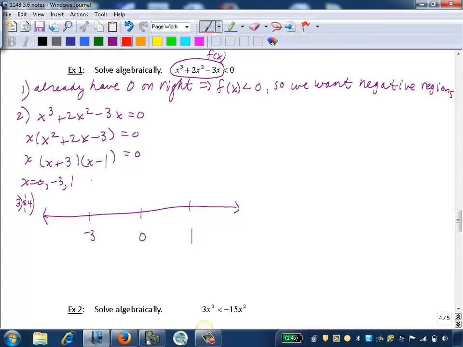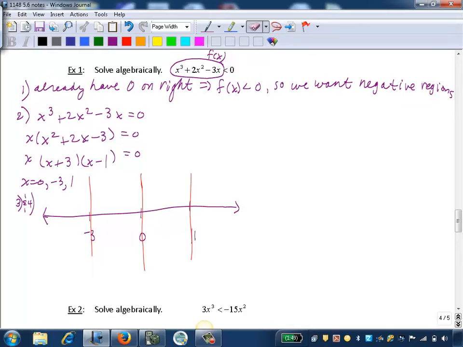Okay, so I'm going to use those zeros to divide my number line into regions. So we can see we have a region from negative infinity to negative 3, from negative 3 to 0, from 0 to 1, and 1 to infinity. So what we want to do is we're going to test an x value in each of these regions and see if it results in a positive or negative y value, because we're looking for strictly negative because we want the less than 0.